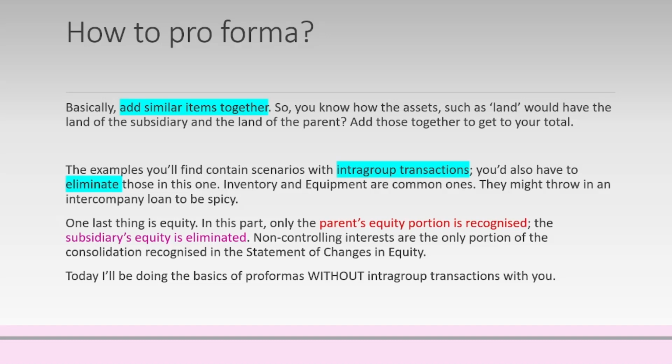One last thing, equity. In this part, only the parent's equity portion is recognized and the subsidiary's equity is always eliminated, because from an external perspective, the parent and the subsidiary are one, so you cannot invest in yourself. Non-controlling interests are literally the only portion of the subsidiary that's recognized in the statement of changes in equity upon consolidation. Why? Because non-controlling interests are literally the interests in the subsidiary we do not control.